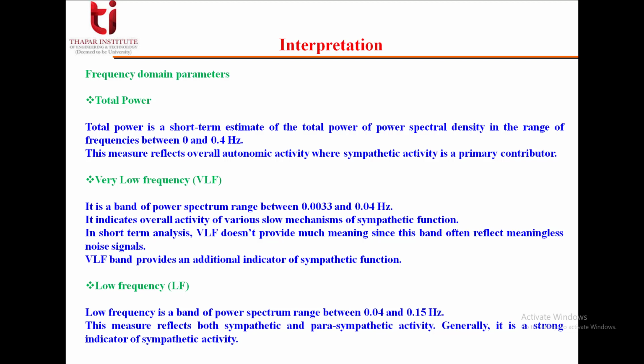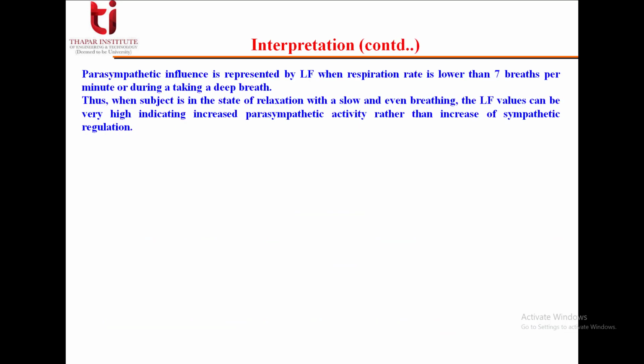Then we have power in the low frequency band. Basically, it is a band of the power spectrum that ranges between 0.04 to 0.15 Hz. We have already discussed that. This measure reflects both sympathetic and parasympathetic activity. Generally, it is a strong indicator of sympathetic activity.